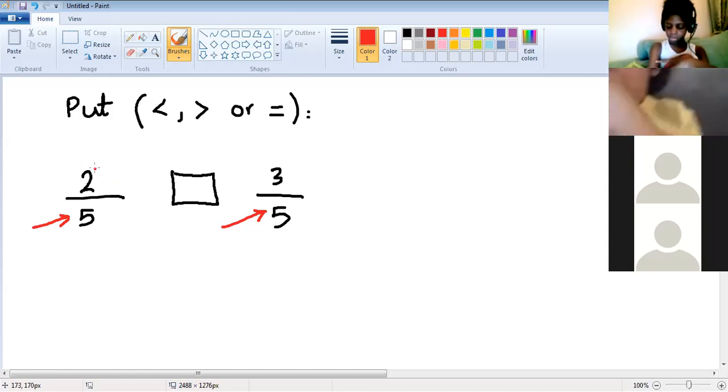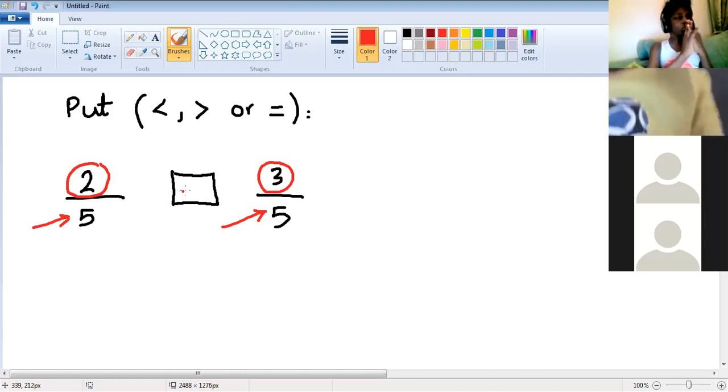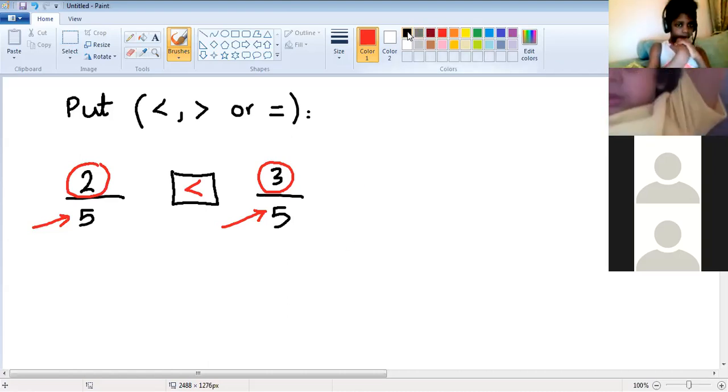So now we have to compare the two numerators. What number is bigger? 2 or 3? 3. So 3/5 is bigger. Muhammad?